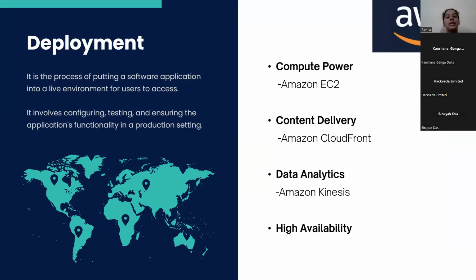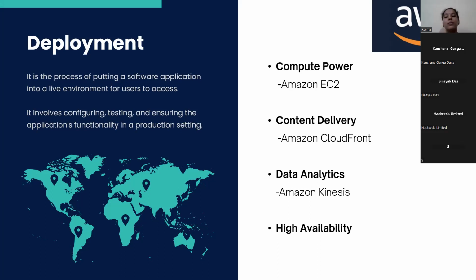For deployment, that is to make our website available to users worldwide, we have to deploy our website. We are using AWS, that is Amazon Web Services, for deploying the stock data web application. Because it has compute power, through creating an Amazon EC2 instance, we can create a virtual server with resizable compute power and memory that is required for our website. For content delivery, Amazon CloudFront is used for content like images and videos.